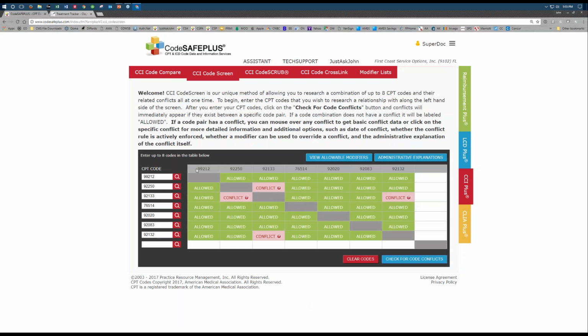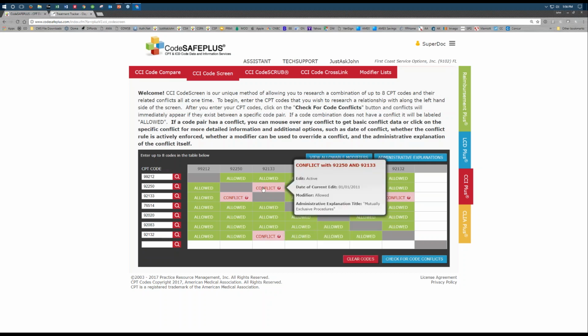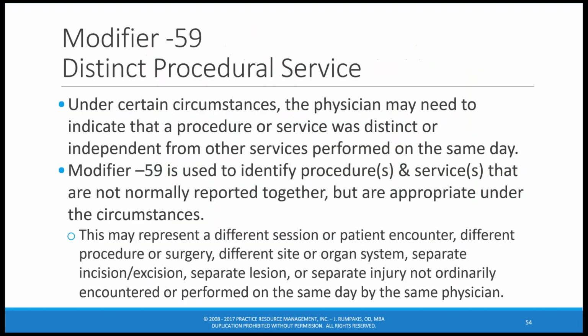So an office visit, like I said earlier when I answered that question, can I do an office visit on the same day as special ophthalmic procedures? Every single one is allowed. Obviously, I've got a conflict between 92250 and 92133. I've got a conflict between 92133 and 92132. Now, we can find out more information by clicking on these, but just at a glance, you can see exactly what you can and cannot do on the same day.